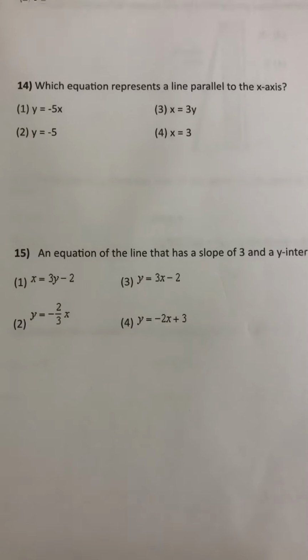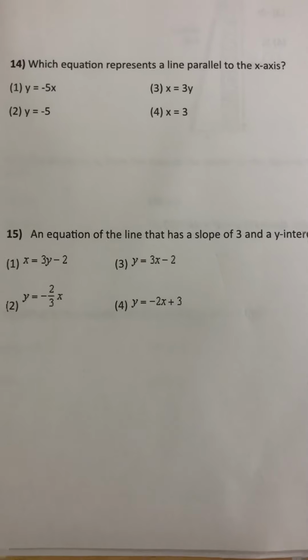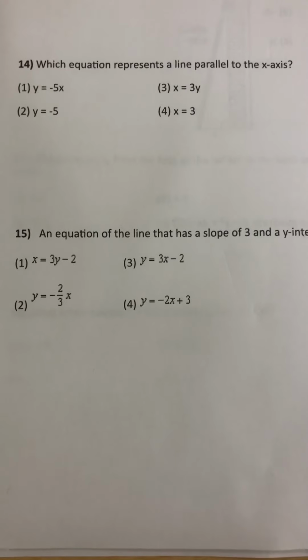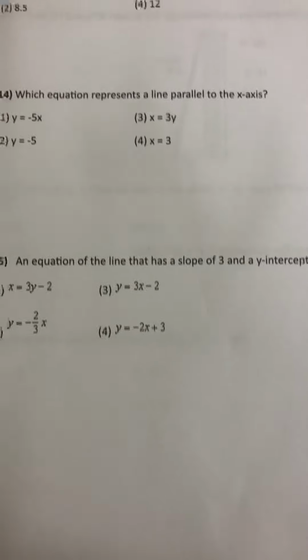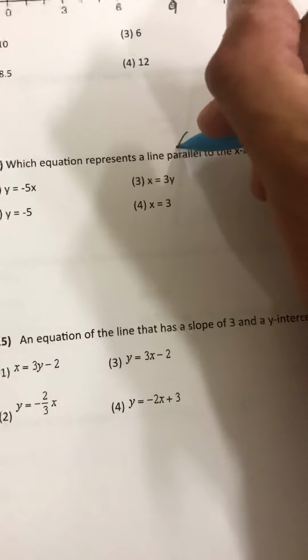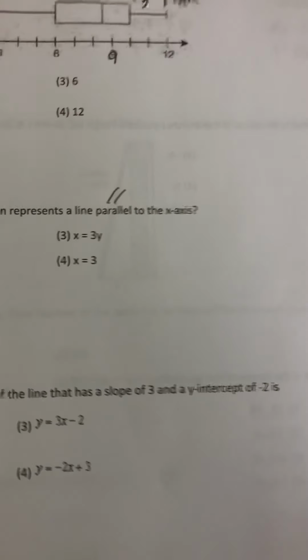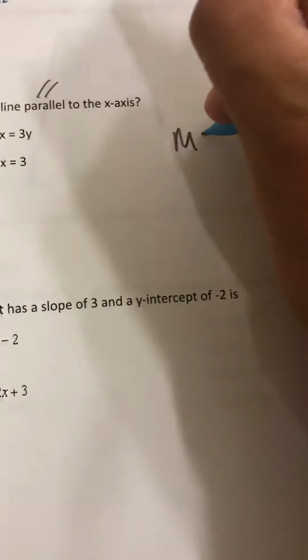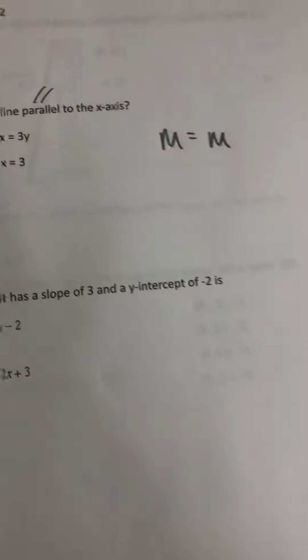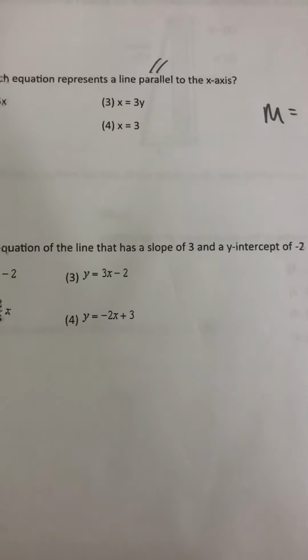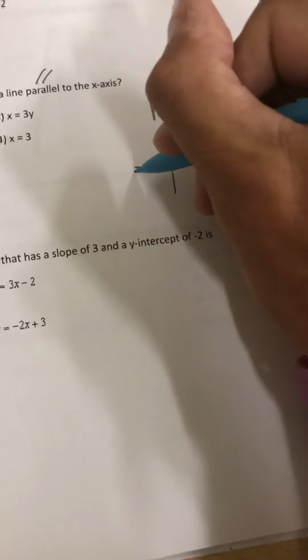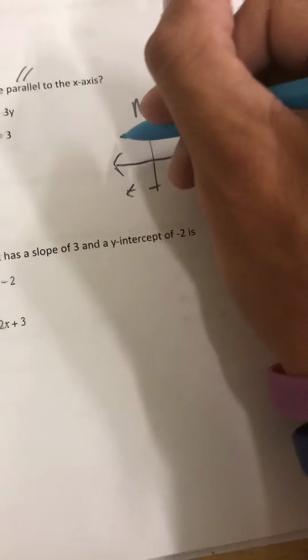Number 14, which equation represents a line parallel to the x-axis? So for parallel lines, the symbol is an 11 that's kind of tipped over. They have the same slope, so an m value equals the m value. So which one would be parallel to the x-axis? We know that our x-axis is here. So you're looking for a line that runs parallel.